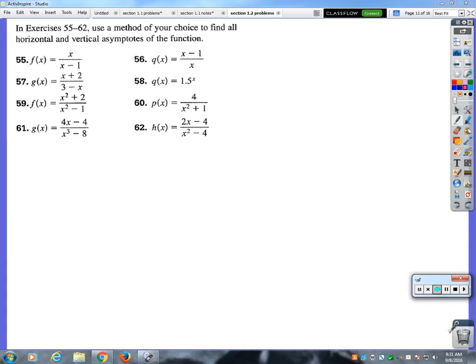Alright, so a recurring theme was help on number 60, so instead of going around to all the individual tables and helping on that, let's do it together. This one says use a method of your choice to find all horizontal and vertical asymptotes of the function 4 over x squared plus 1.